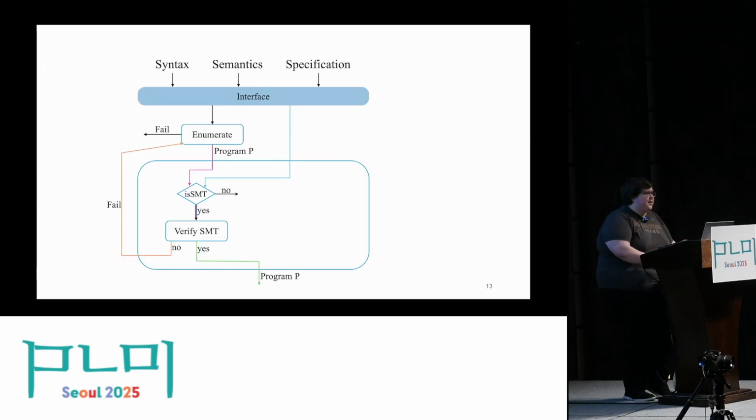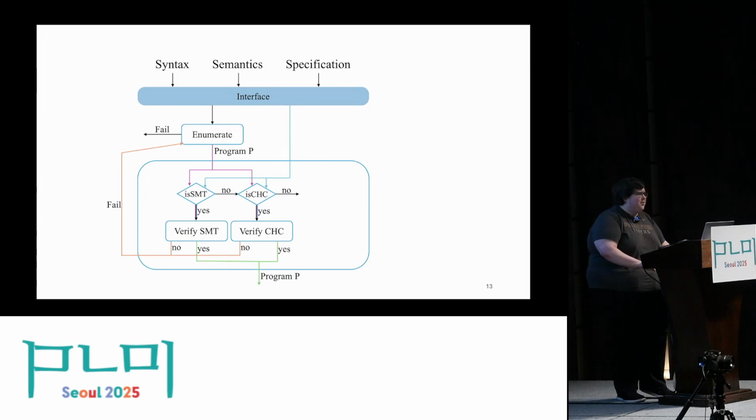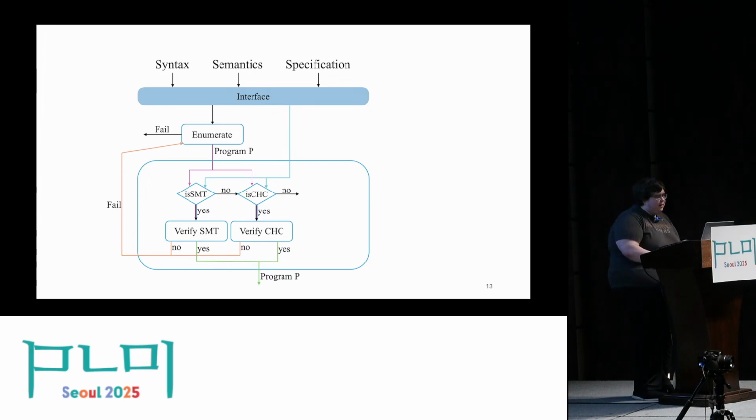So we get to fill in just a little bit more of this box, saying if it's a partially correct specification, we can then encode this into CHCs and verify it using a CHC solver. And just like you did with the SMT case, if it says yes, you're done. If no, you repeat. Now, the last question is, what do we do if it's not encodable into CHC? Well, that corresponds to what we want to do if we want to try to prove total correctness of a program?